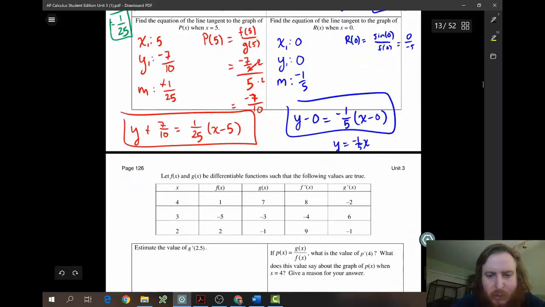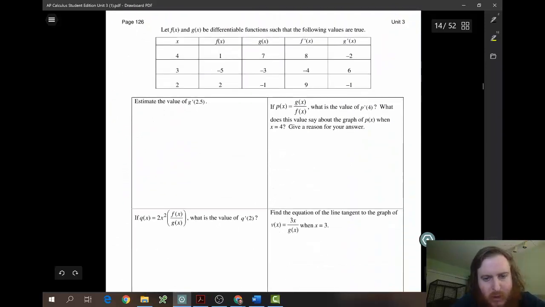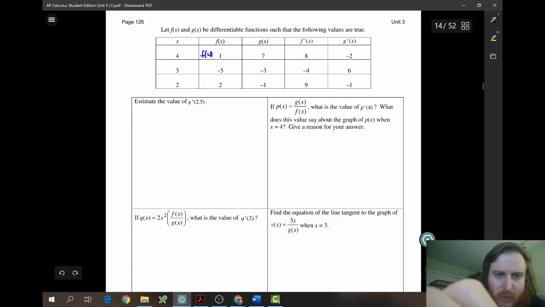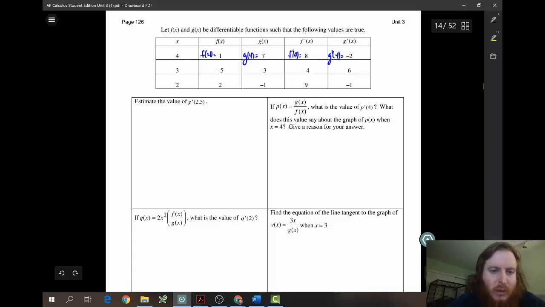But same thing. Okay, and then finally, just like we did last time, we're going to do these with a chart. So with the chart, same way we read it yesterday, this is basically saying f of 4 equals 1. This is like saying g of 4 equals 7. This is like saying f prime of 4 equals 8, and this is like saying g prime of 4 equals -2. So just making sure we're comfortable reading the chart. Same thing that we did yesterday.